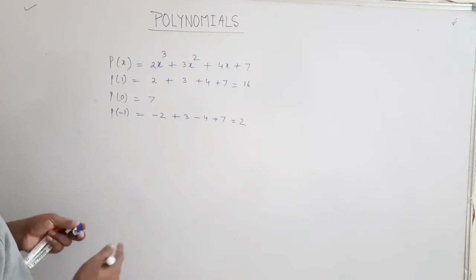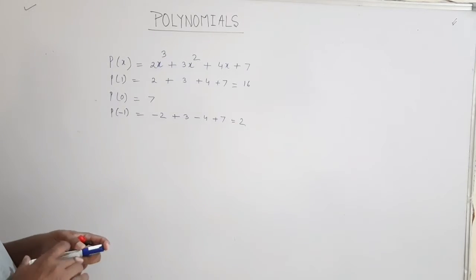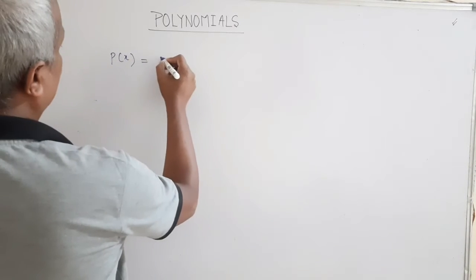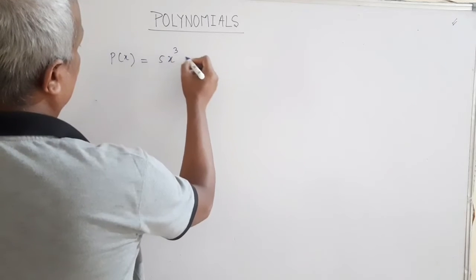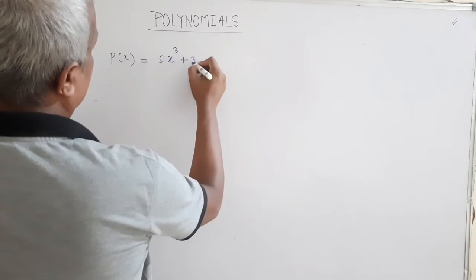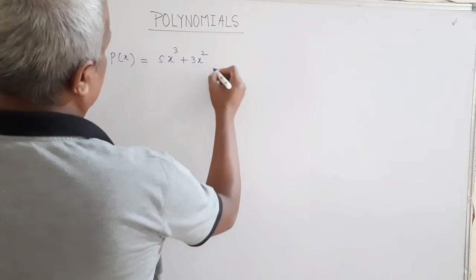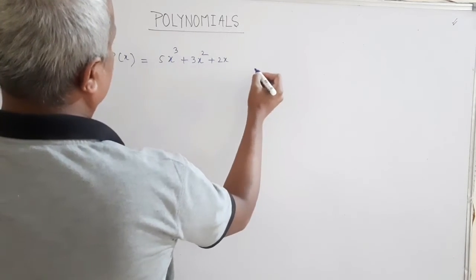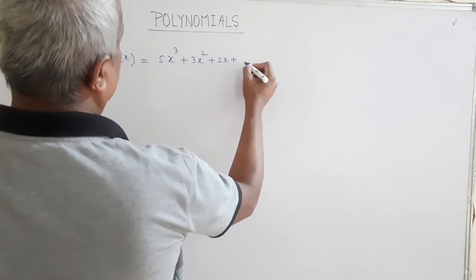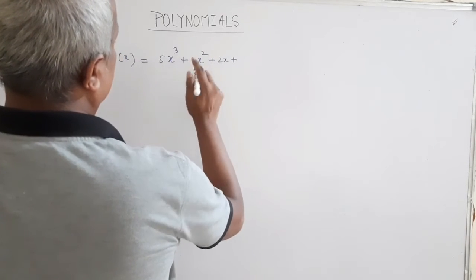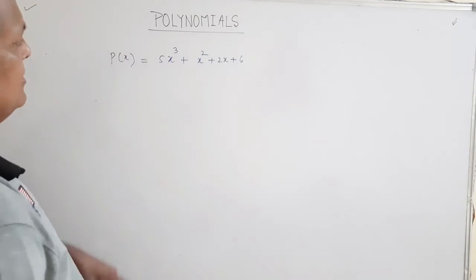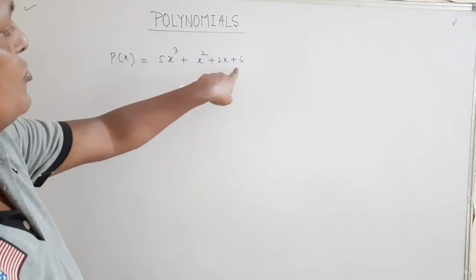So now let me clear the screen, and next time I'll set another example where I'll try to find the zeros. Now I take another example of a polynomial, again a cubic polynomial. I take 5x cube plus x square plus 2x plus 6. This is better. So 5x cube plus x square plus 2x plus 6.